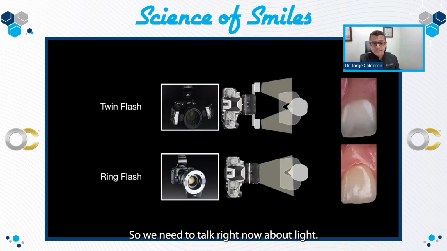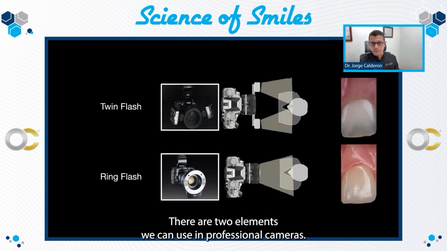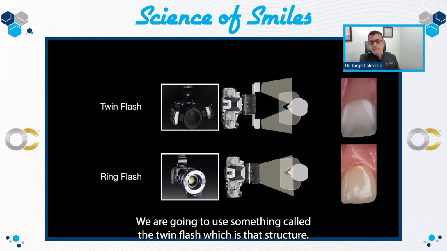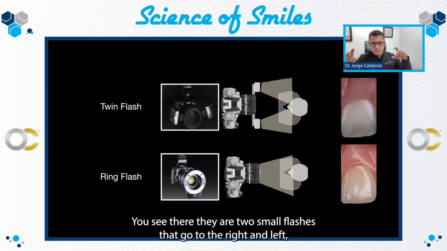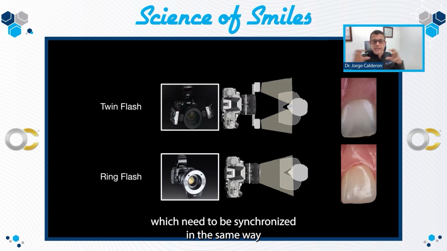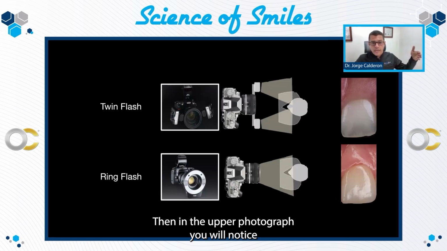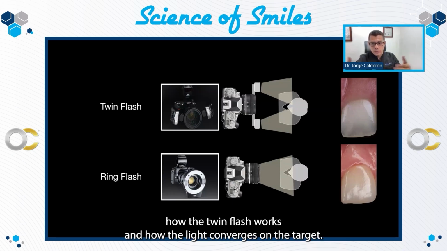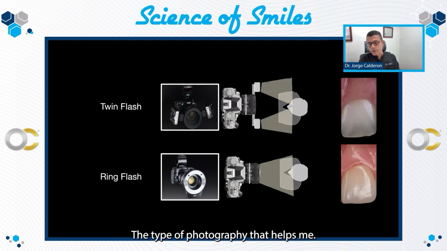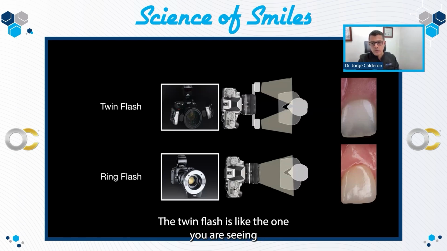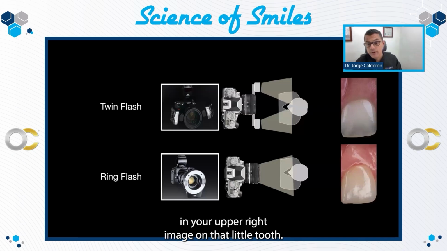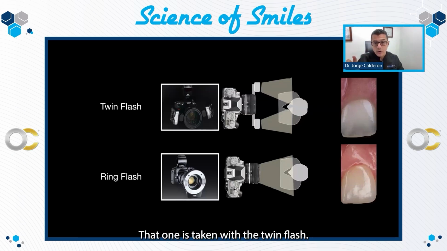Very well. So, we need to talk right now about light. There are two elements we can use in professional cameras. I have used both. We are going to use something called the twin flash, which is that structure you see there. They are two small flashes that go to the right and left, which need to be synchronized in the same way with the camera to take the photograph I need. Then, in the upper photograph, you will notice how the twin flash works and how the light converges on the target. The type of photography that helps me, the twin flash, is like the one you are seeing in your upper right image, on that little tooth. That one is taken with the twin flash.